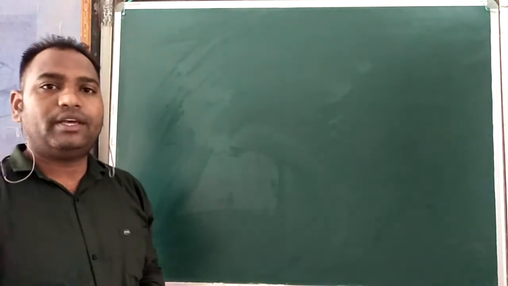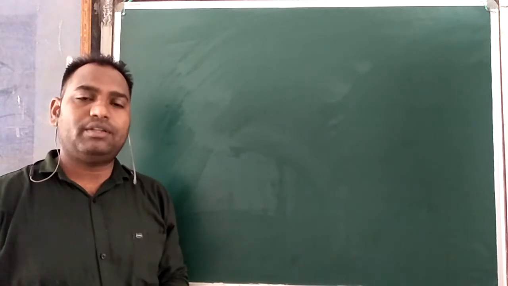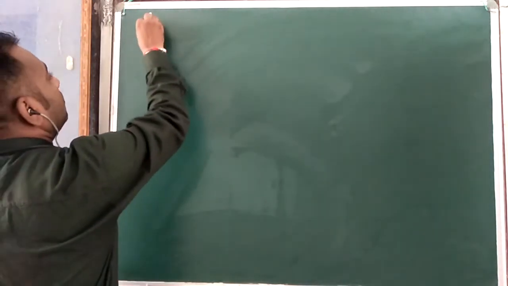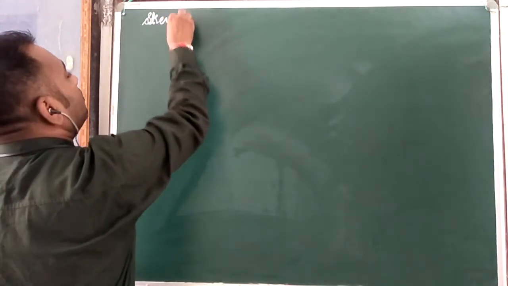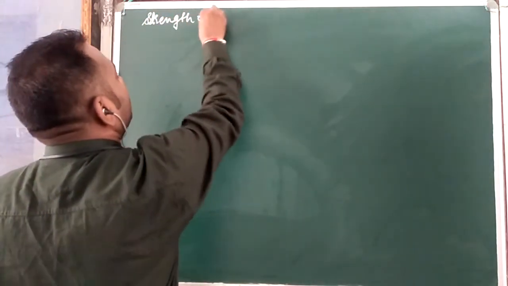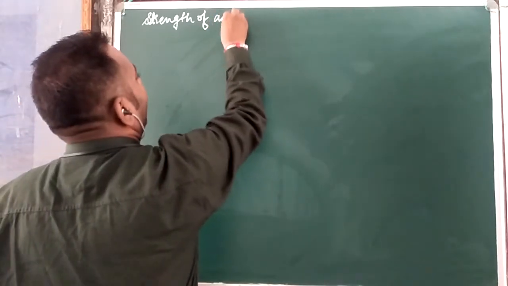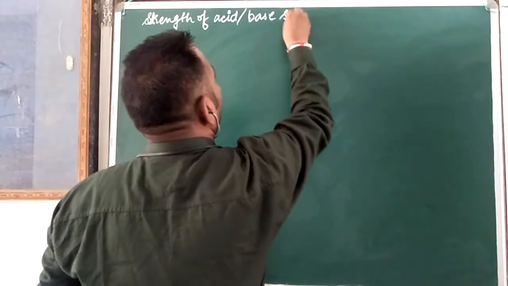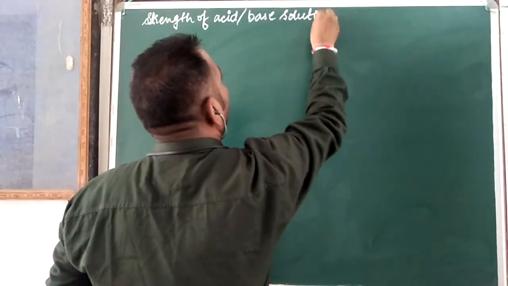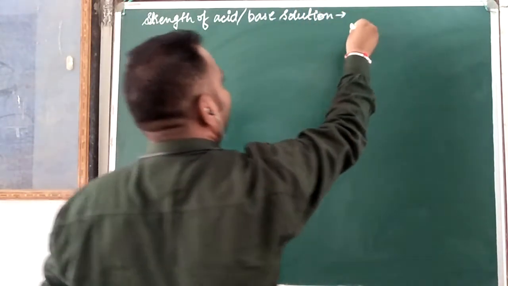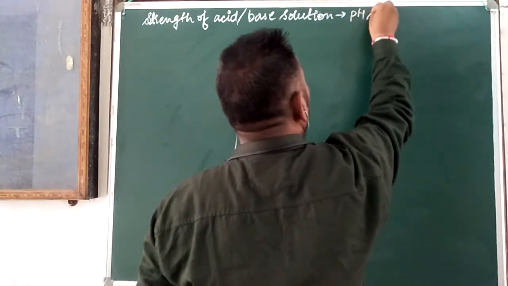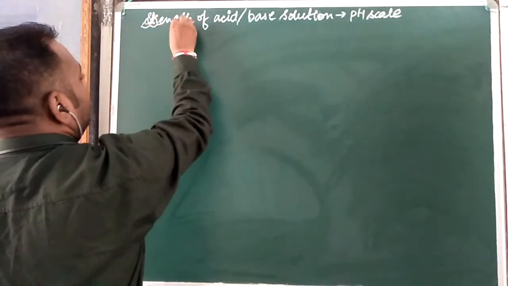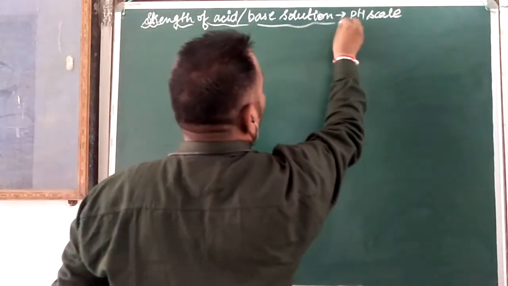Now we are discussing the strength of acid and base solutions. It means the pH scale. What is the pH scale? The strength of acid and base solutions is measured on pH.